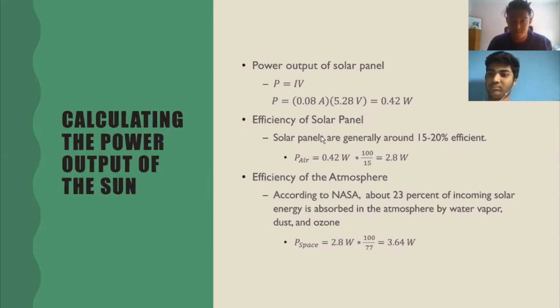So for example, for air, we found out that solar panels are generally around 15 to 20% efficient. Our solar panels are not commercial, so we just went with the 15% efficiency mark. And working backwards, we found out that before it hits the solar panel, there should be about 2.8 watts in the air. And then, according to NASA, 23% of incoming solar energy is absorbed by the atmosphere. So we did the same process and we got 3.64 watts.